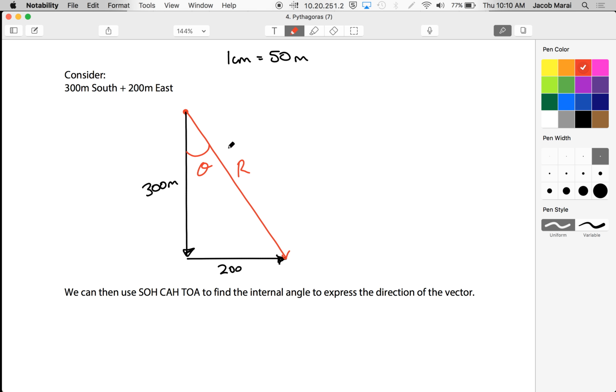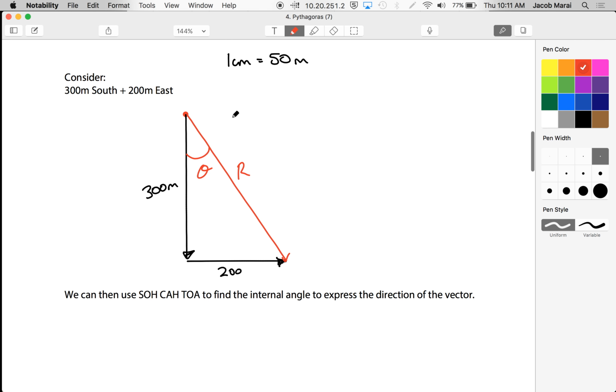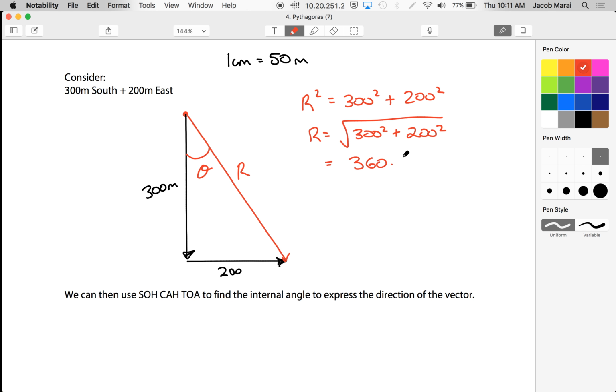And we want to then find that angle there. Okay? All right, so I would go the following. R squared equals 300 squared plus 200 squared. And our hypotenuse is always going to be larger than the other side lengths. It's going to be larger than 300. Your calculator spits out 360.5 meters.